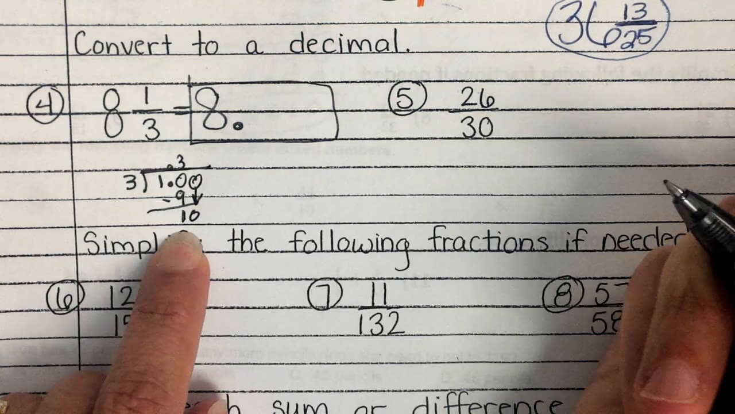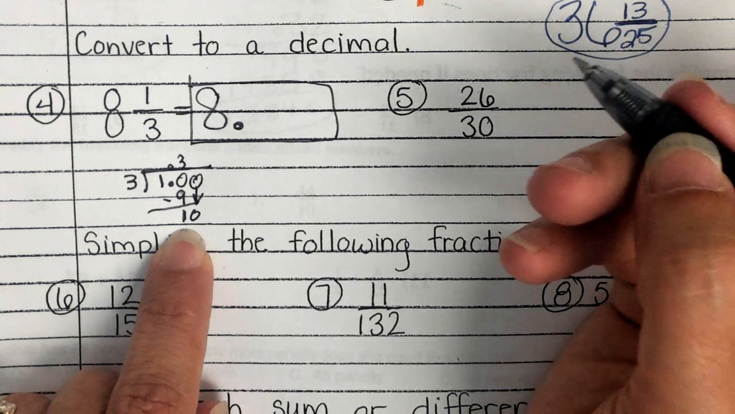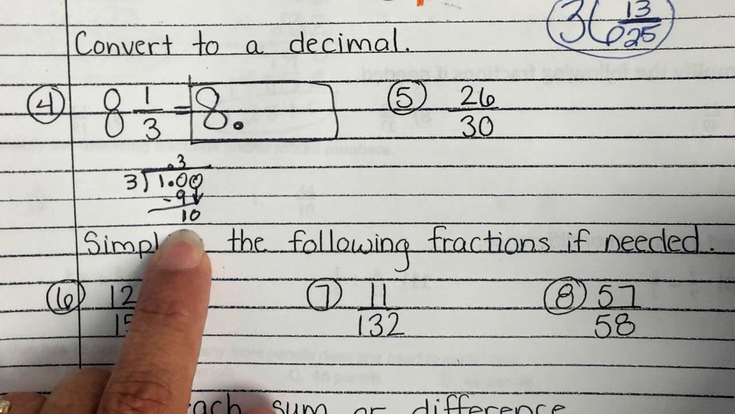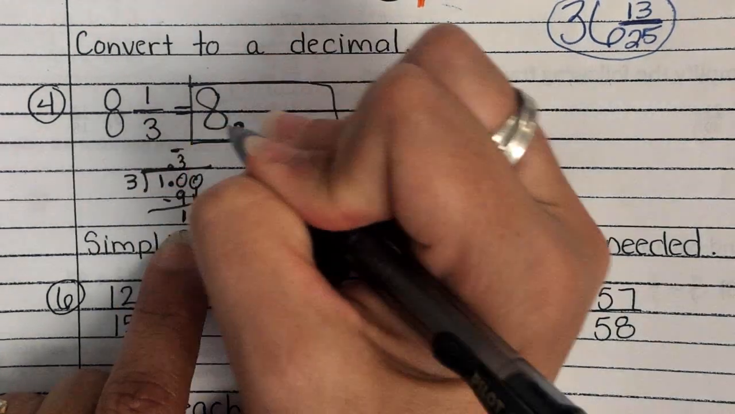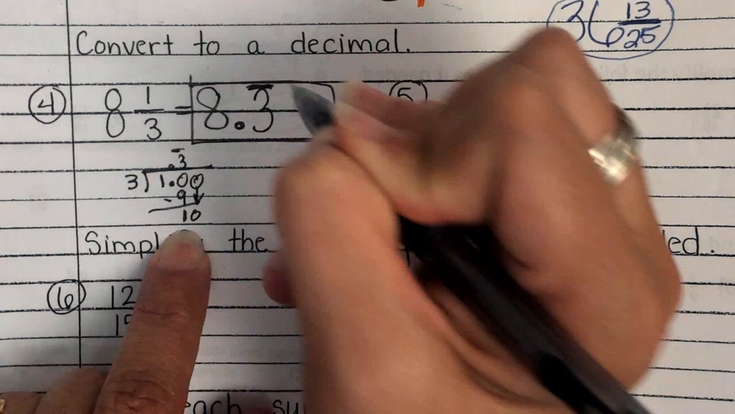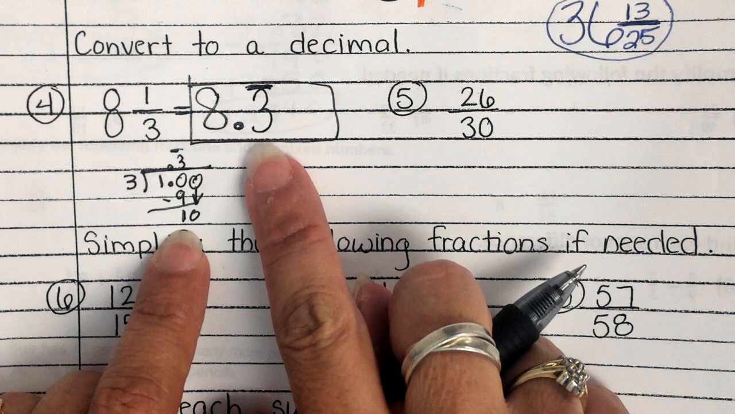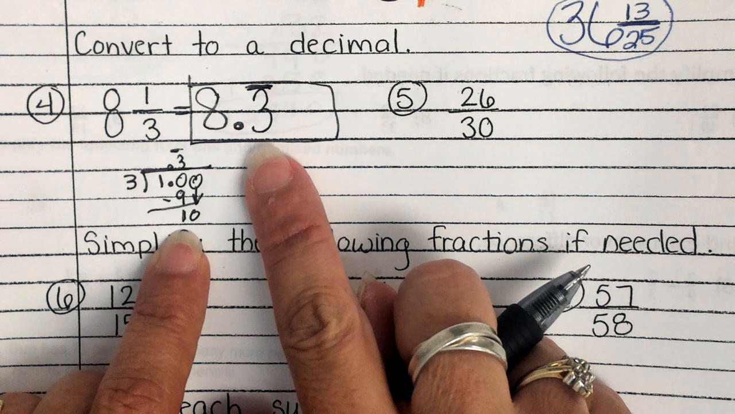Add a 0. Oh, it's repeating. And what's repeating? The 3. So up here we need to put a 3 and a repeater bar. Please make sure you have the repeater bar. It's got to be wrong if you don't.